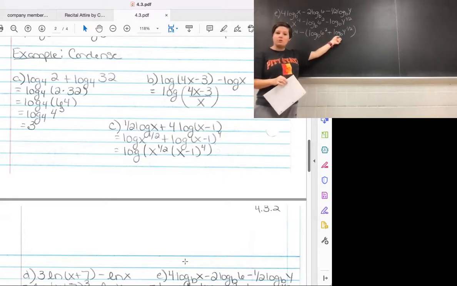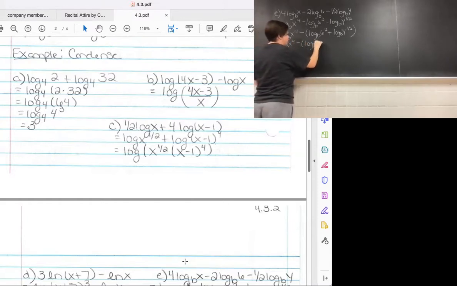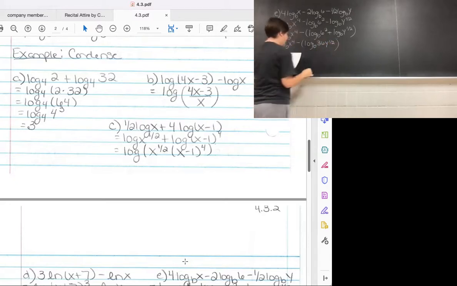That tells me I can use my product rule to combine those together, which is what I'm going to do. I'm also going to stop writing 6 squared, and I'm going to write 36. So log base b of x to the 4th minus log base b of 36 y to the 1/2, because we combine those together. We condense those using our product rule.